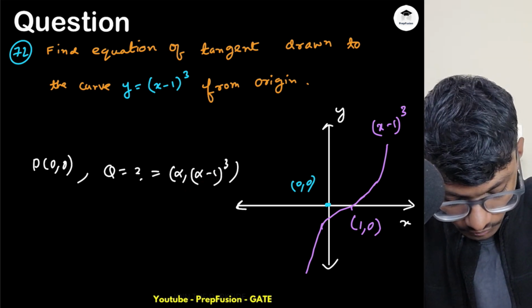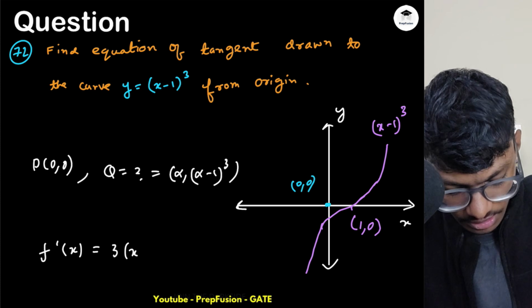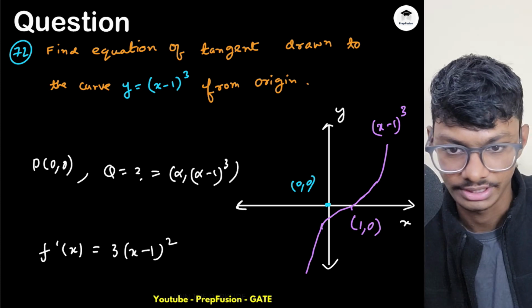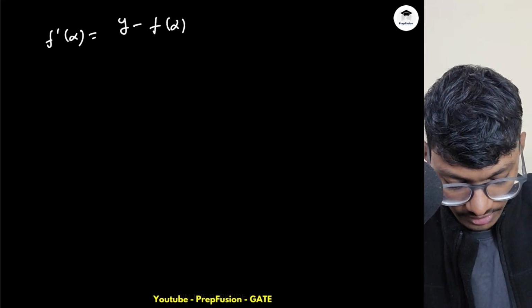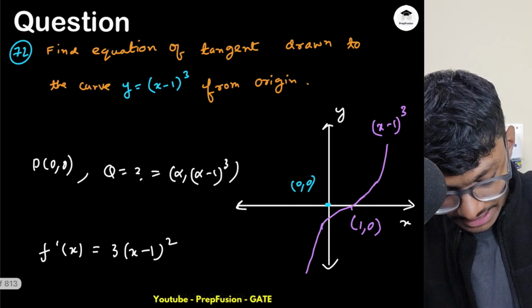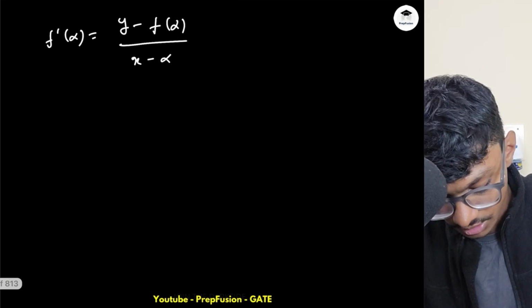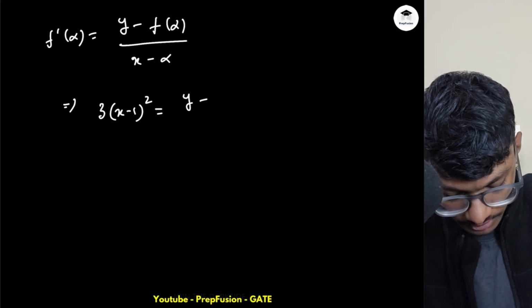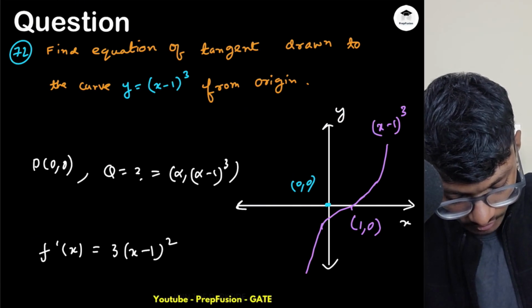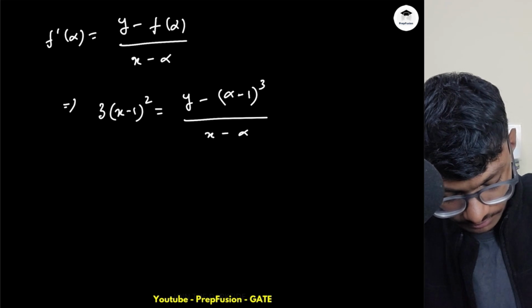We know that f dash of x is 3 into x minus 1 whole square. That is my f dash, and f dash of alpha should satisfy this point: y minus f of alpha divided by x minus alpha. Obviously it has to satisfy the point alpha, f of alpha itself. So I can rewrite this as 3 into x minus 1 whole square equals y minus f of alpha, where f of alpha is alpha minus 1 whole cube, over x minus alpha. So this is one equation.